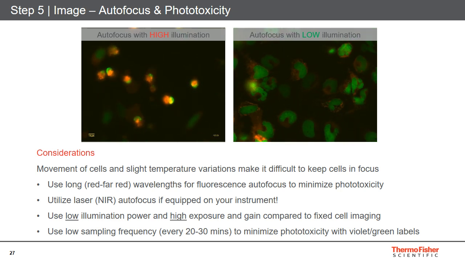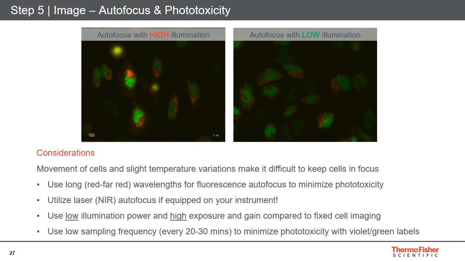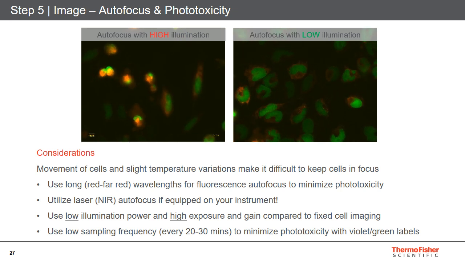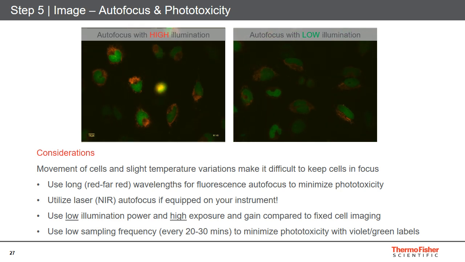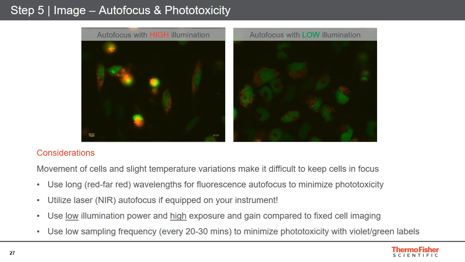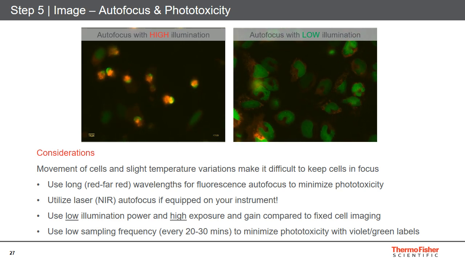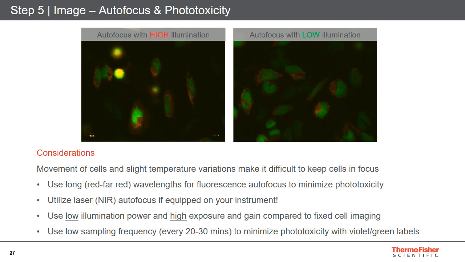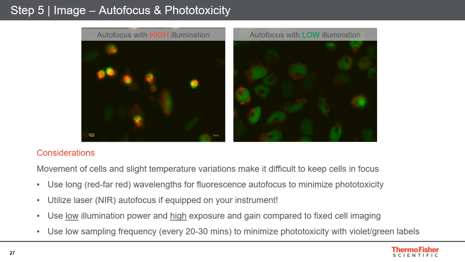And then from a setting standpoint, use a relatively low illumination power with higher exposures and gain compared to what you would typically do with fixed cell imaging. This may result in a slightly grainier image, but it will allow your cells to survive these longer time courses. And then generally speaking, your sampling frequencies shouldn't be too aggressive. The more frequently you image, the more light you're putting on your cells, and then the more stress there'll be from that light. So as a general rule of thumb, we tend to start with sampling frequencies of about 20 to 30 minutes, especially if using fluorophores that are excited in the violet and/or green channels.